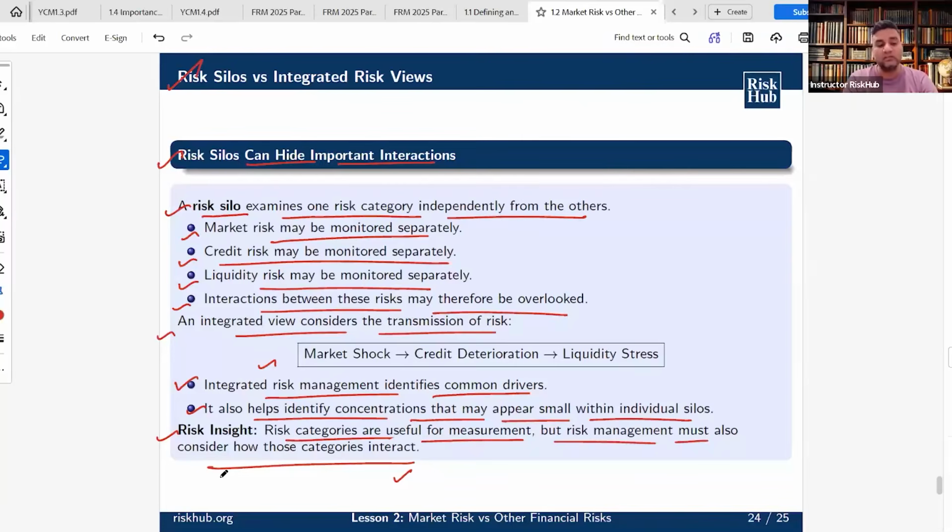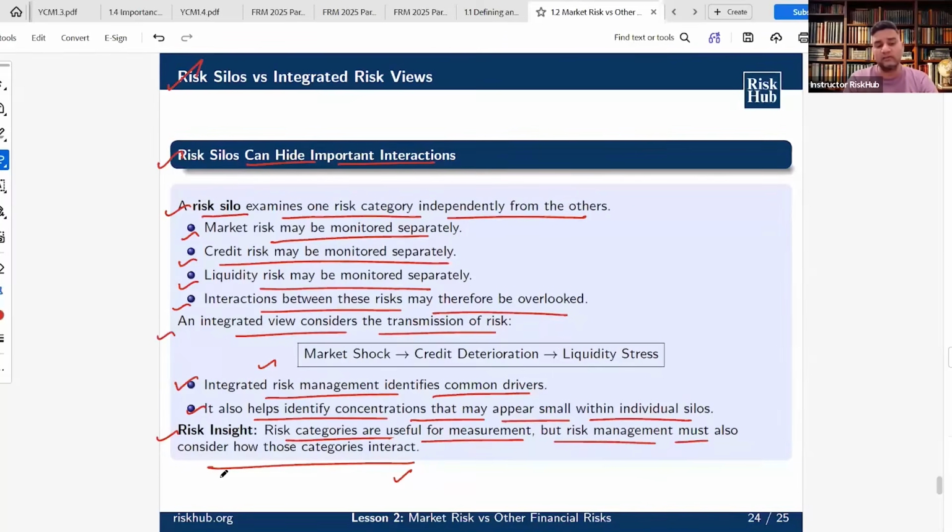Market shock leads to credit deterioration, which leads to liquidity stress. This is the same transmission chain as slide number 17. Shortened to 3 links, it crosses two silo boundaries. A team watching only its own category sees one link of the chain and misses where the loss comes from and where it goes next.